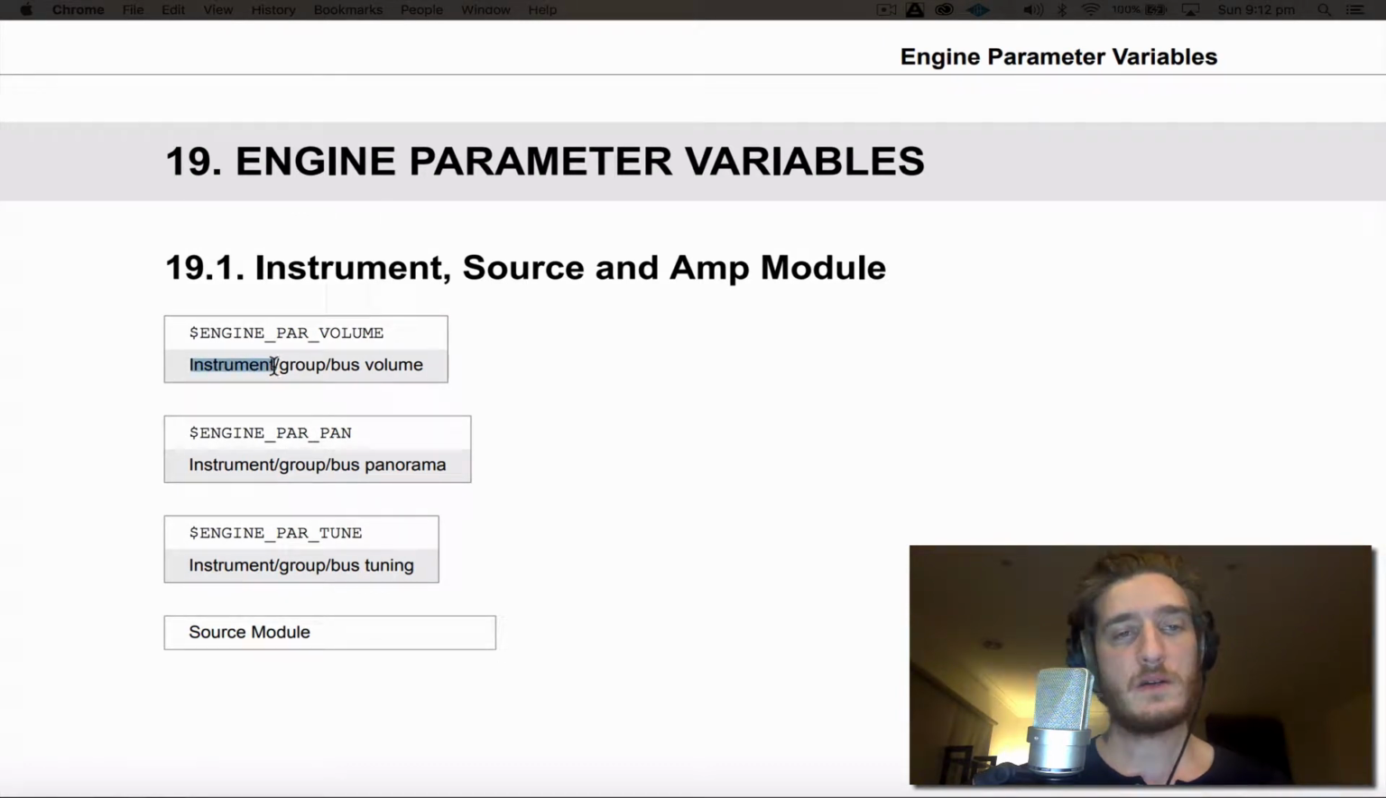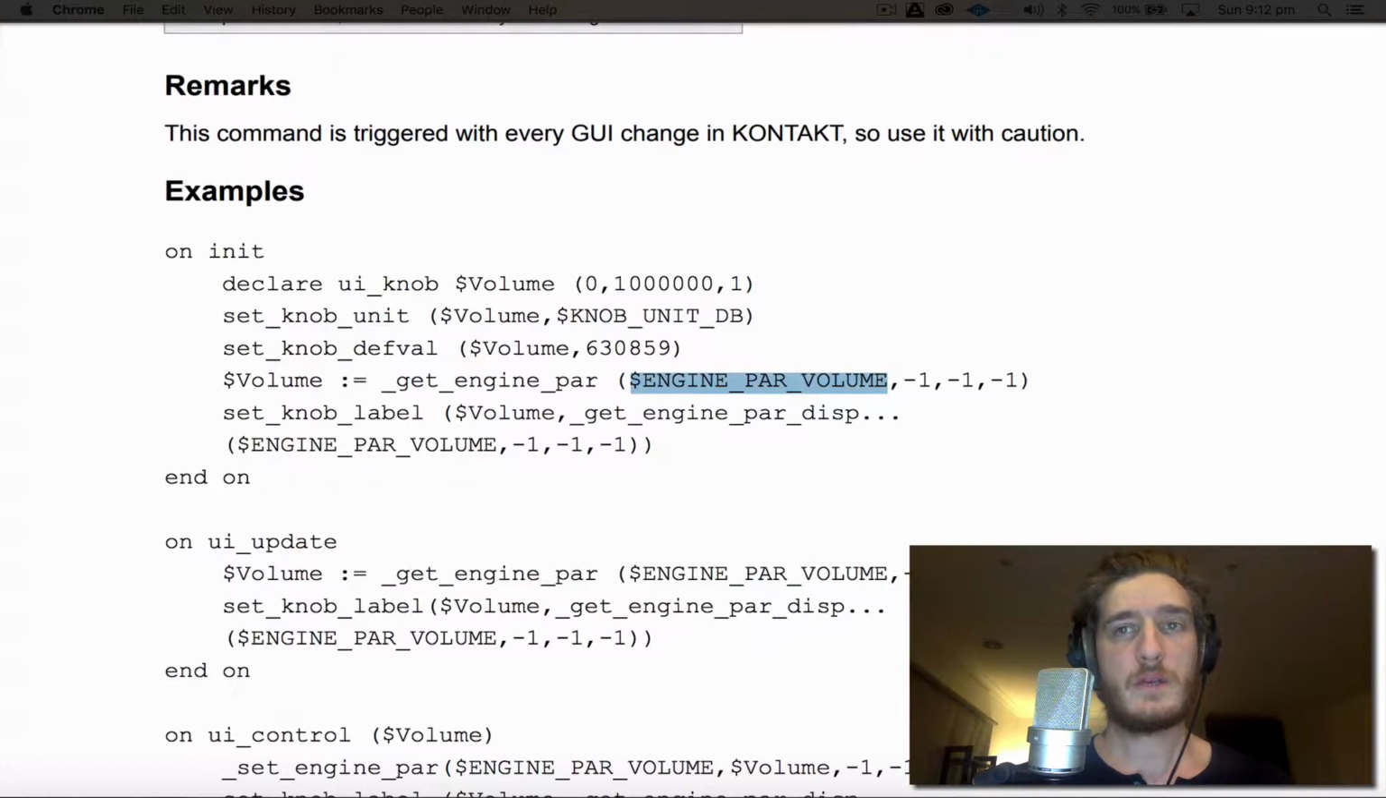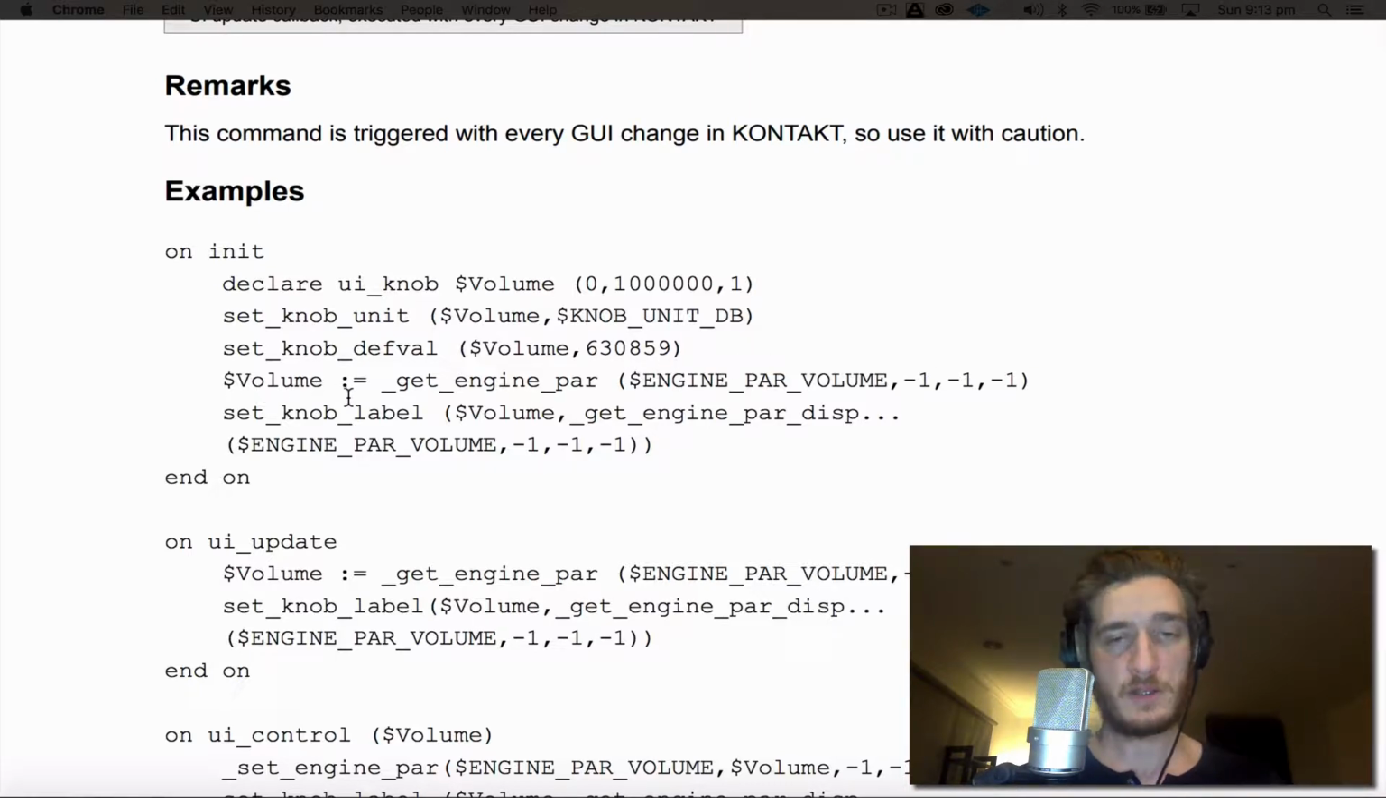So we have instrument, group, and bus volume. Okay, so if I look that up again, we should get back up there. So instrument -1, so that's this current one. Was it instrument, group, volume? So shouldn't be changed. So all pretty basic stuff there. If you want this knob to affect this instrument in this group, then this is the command you need to use. From there, we set the knob label, where we can use volume and then get engine parameter disp.